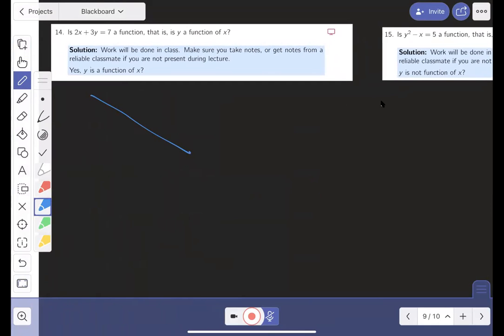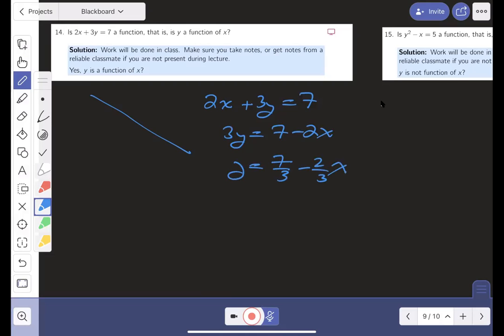So it's definitely functional. The other thing I'm going to point out at this level of the game is whether you can solve for y. Let me see if I can do that. 2x plus 3y is equal to 7. 3y is equal to 7 minus 2x. Y equals 7/3 minus 2/3 of an x. So I'm going to say it's functional.